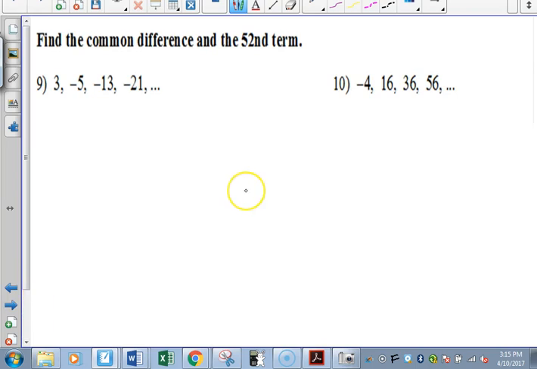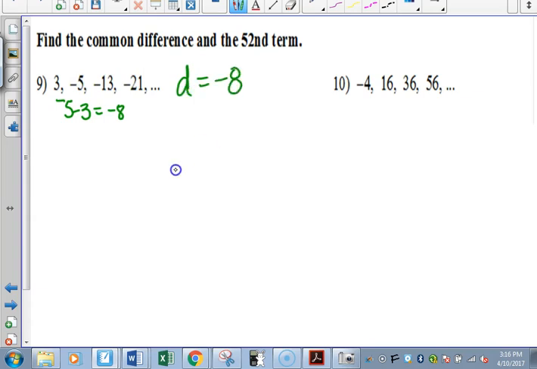I love this stuff because this is just patterns to me. Okay, but it can get tricky. I know that, but just telling you, these are just number patterns, okay? Find the common difference, okay? What's going on here? You can do -5 minus 3. -8, is that what's happening? It's going down 8, down 8, down 8, down 8, okay?